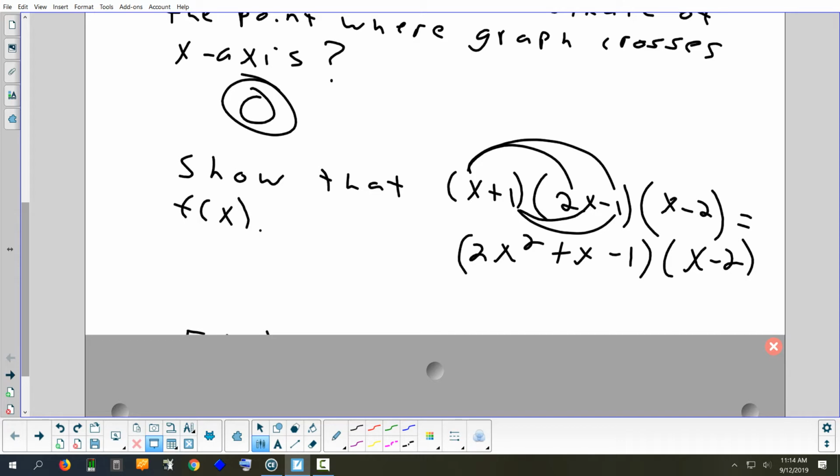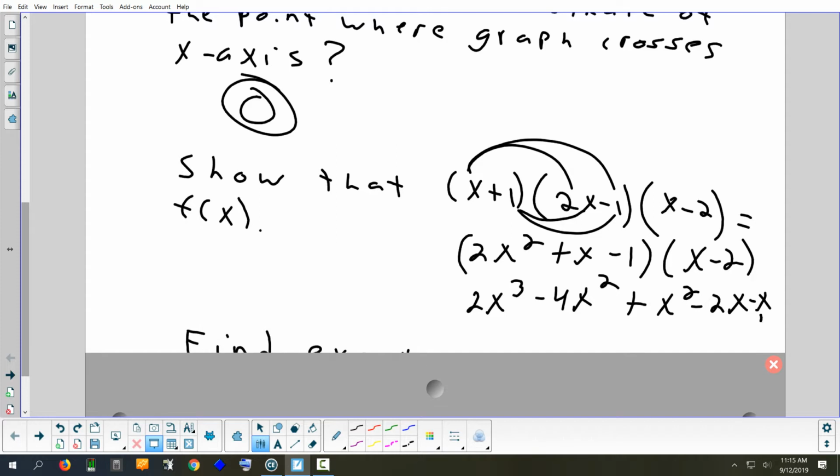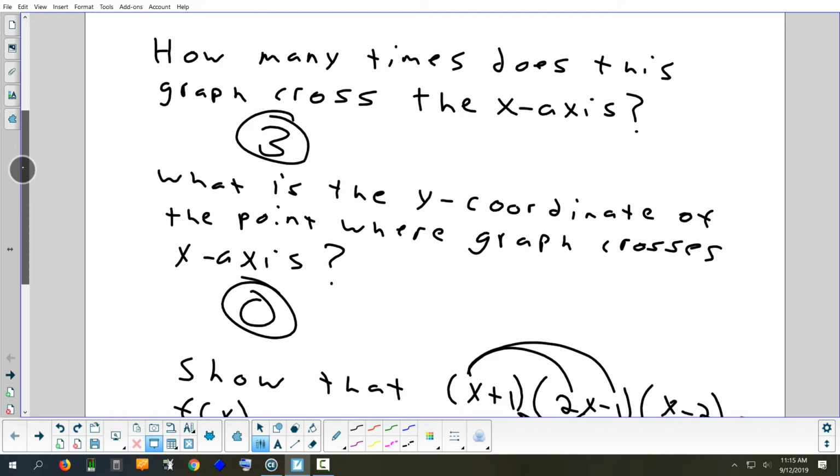So now distribute 2x squared times x: 2x cubed. 2x squared times negative 2: negative 4x squared. x times x. x times negative 2. And negative 1 times x. And negative 1 times negative 2, plus 2. Now combine like terms. There's no other cubes except the first one. Negative 4x squared plus x squared, negative 3x squared. And negative 2x minus x, plus 2. 2x cubed minus 3x squared minus 3x plus 2.